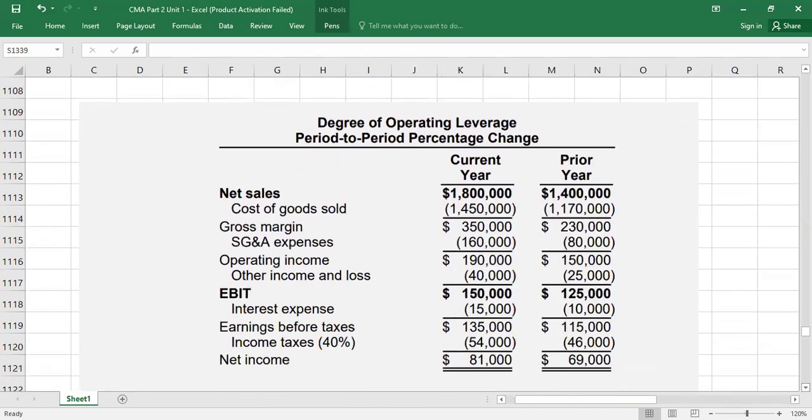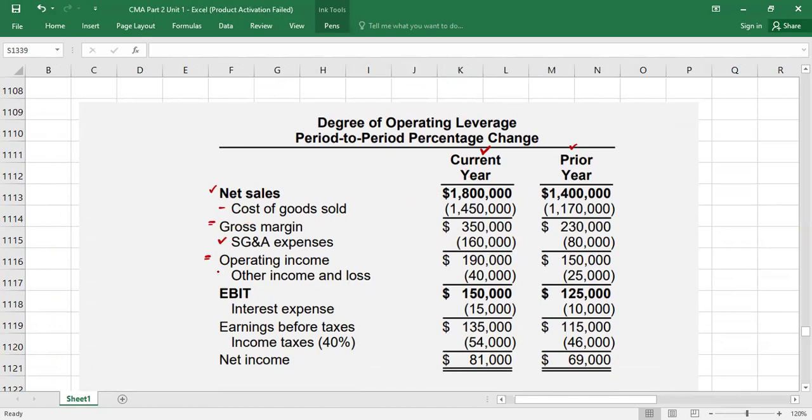So for example, here guys, we have an income statement. We have current year data, and here we have prior year data. Here we have net sales, then minus cost of goods sold for both years, equals gross profit. Then we have selling and administration expense, equals operating income.